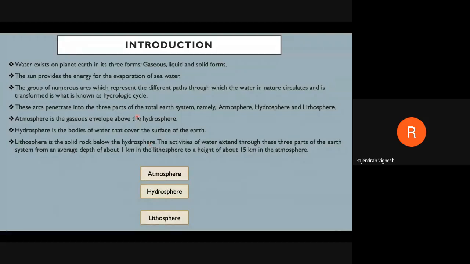Anything to be discussed? I can repeat it again if you want. What is atmosphere, hydrosphere, and lithosphere? Once again, repeat it, sir.